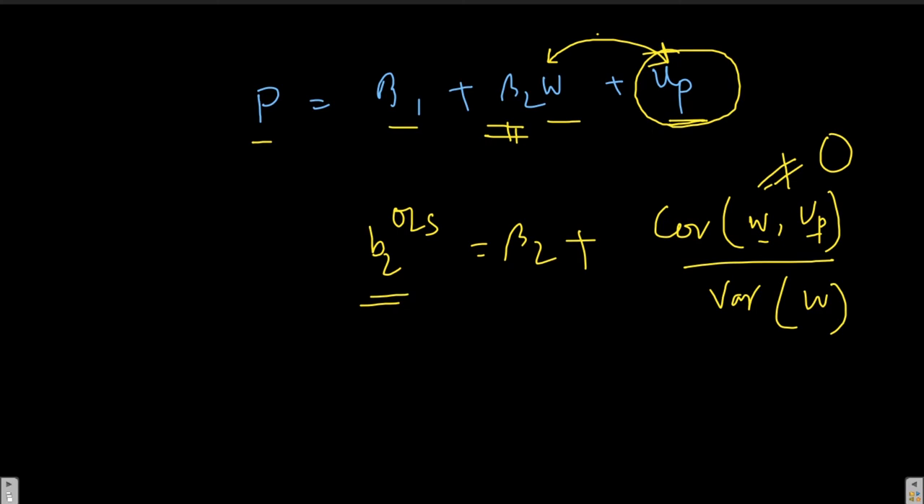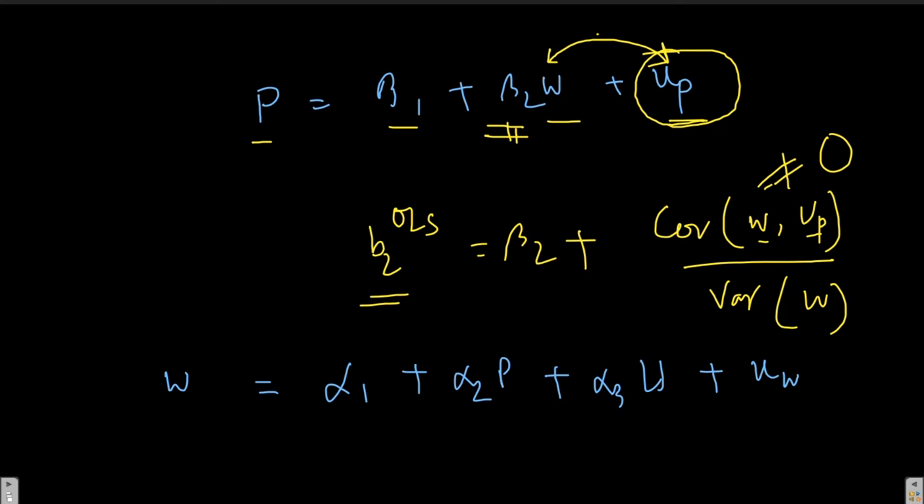So I want to get rid of this, and that is basically the source of endogeneity. To get rid of this, there is a way. If you remember, the second equation we had previously is W equals alpha 1 plus alpha 2 times the price rate plus alpha 3 times the unemployment rate, which is a capital U, plus UW.